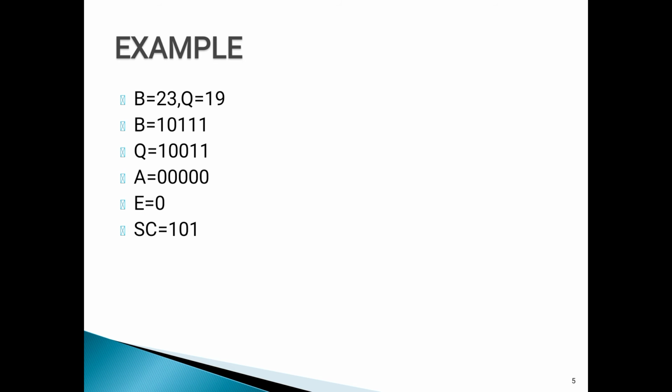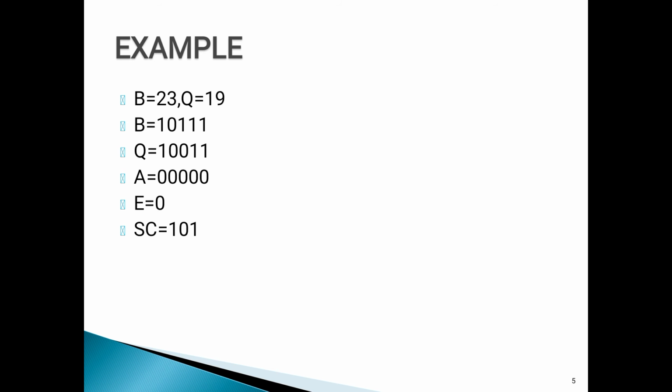So here B is equal to 23 and Q is equal to 19. So 23, that is called the multiplicand, is stored in the B register. The multiplier is stored in the Q register. Write the binary number for 23, that is 10111, and write the binary number for Q, that is 10011.